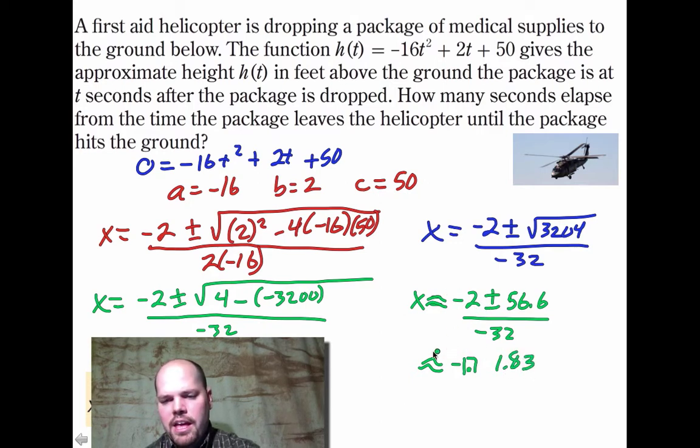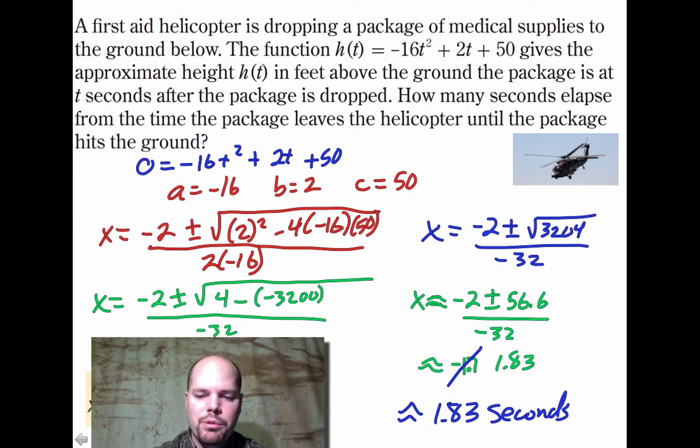Okay? And this one doesn't make sense. The negative 1.7 seconds does not make sense. So we're going to say this takes about 1.83 seconds once this is dropped out of the helicopter, so the time it hits the ground is less than 2 seconds, about 1.83 seconds. If you're not sure, plug that value back in and see if it equals 0, and it will.